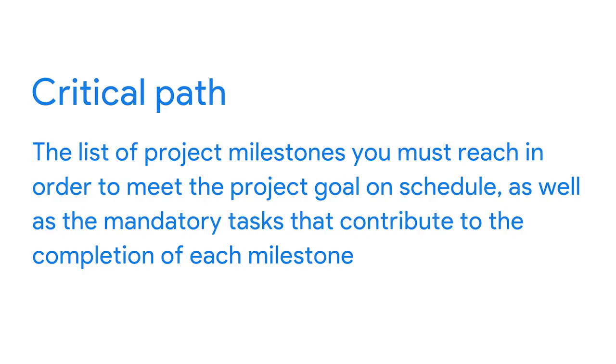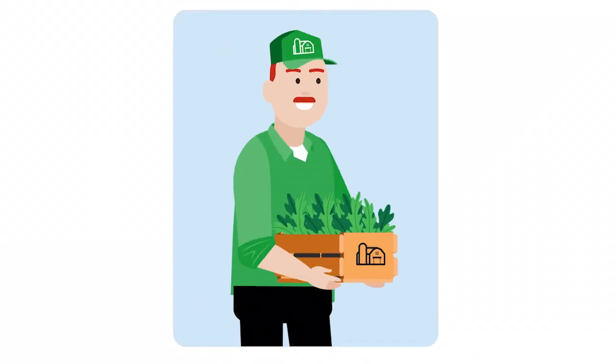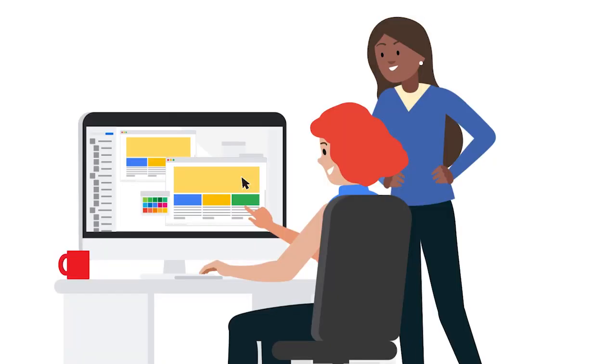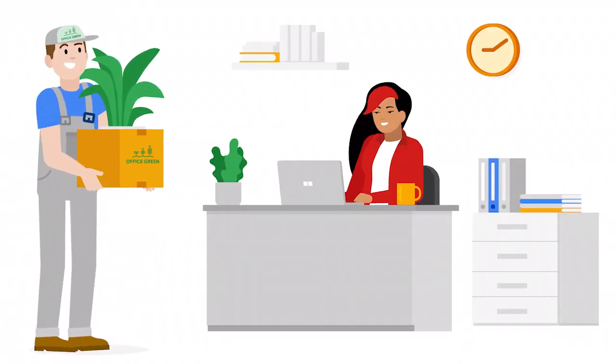The critical path refers to the list of project milestones that you must reach in order to meet the project goal on schedule, as well as the mandatory tasks that contribute to the completion of each milestone. Anything else is considered off the critical path. For example, tasks on the critical path for launching Project Plant Pals might include hiring plant vendors, developing a new website, and fulfilling deliveries. A task like adding flowers to your product lineup is nice to have, but might not have much impact on the overall success of your project, because this task isn't crucial to your launch. These tasks aren't part of the critical path.